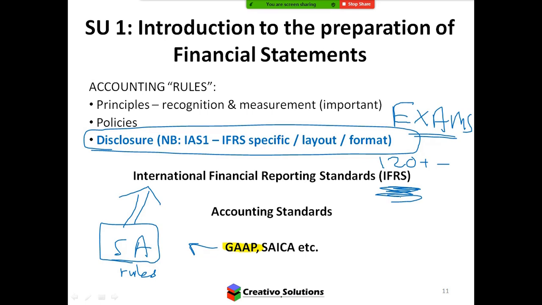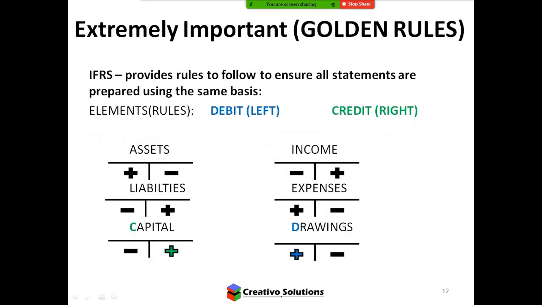Even Americans use their own generally accepted accounting principles, US GAAP, not South African GAAP. This is just context, background. So you're studying an international language. It's like English. All countries in the world want to speak English because it's a universal language used in business all over the world. Happy with that so far? Yeah. Okay, context is important just for background.